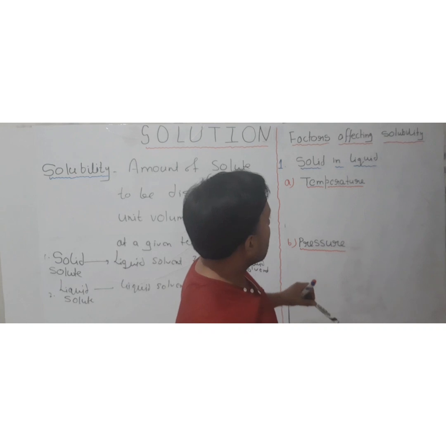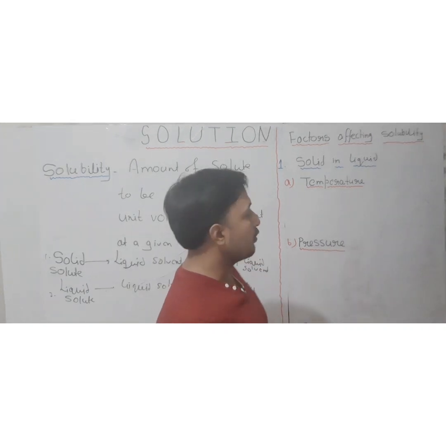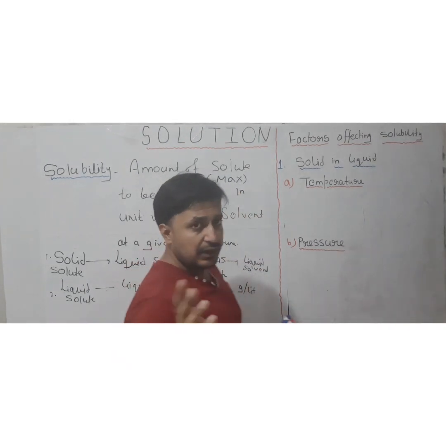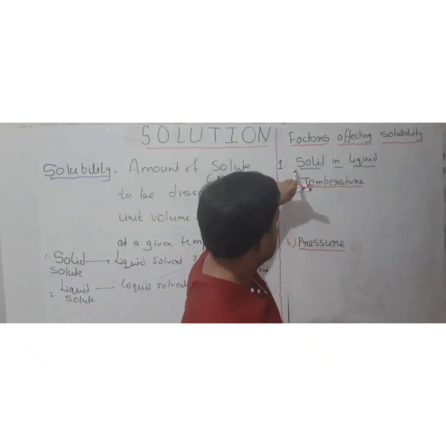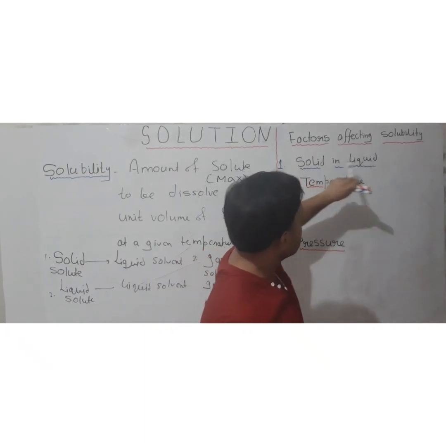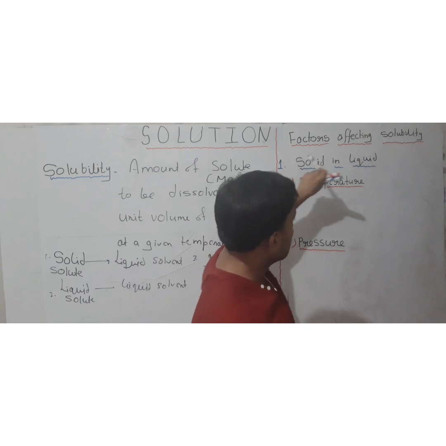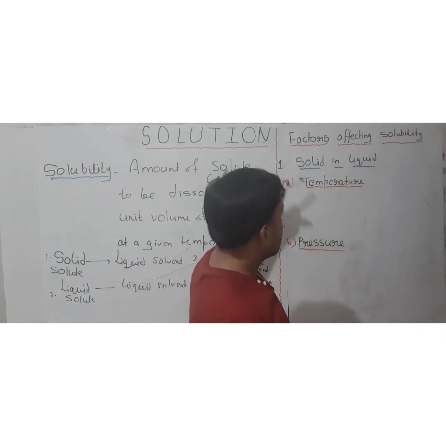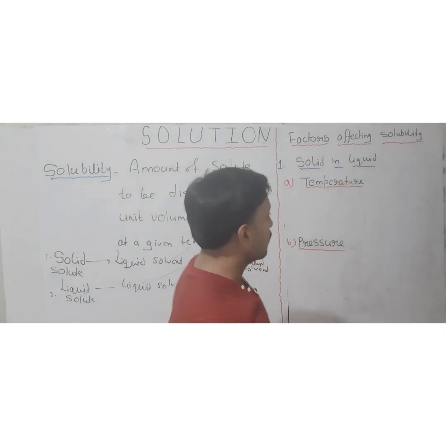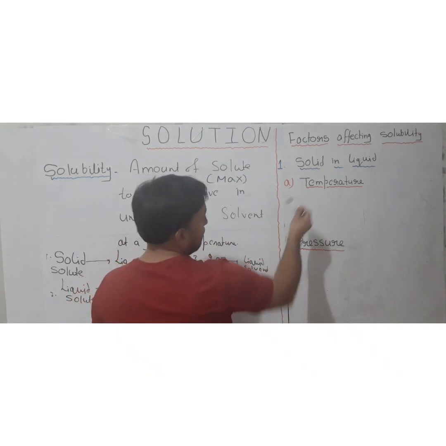So what are the important factors here that we are going to discuss, but we are going to discuss it in a different type of solution. First, we are going to discuss the solid in liquid. It means when a solid solute we are dissolving in a liquid solvent, then what are the important factors which can affect its solubility? So the first factor is temperature.